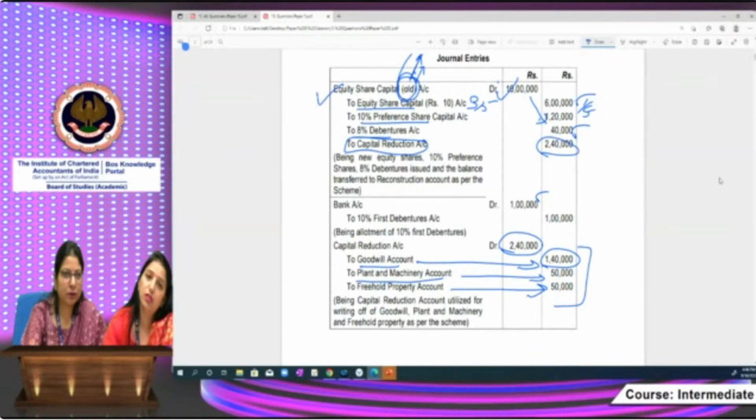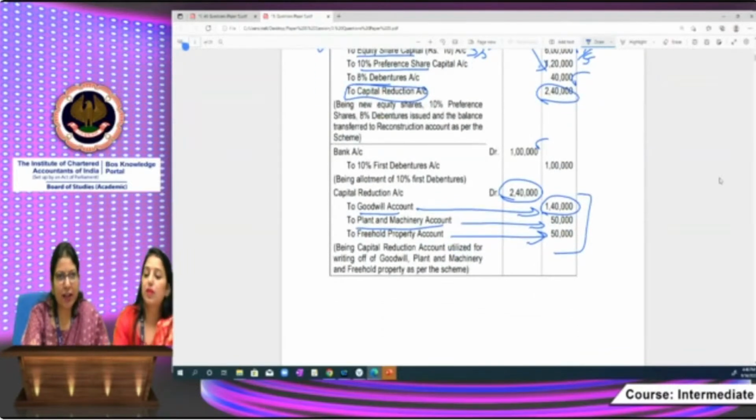You have to just read the information carefully, pass the entries and prepare the journal balance sheet. In this question, only the entries were required, so only the entries have been given. Otherwise, the balance sheet also is required to be prepared. If the balance sheet is also required, in that case, what will happen? We will carry all assets and liabilities at the revised value.